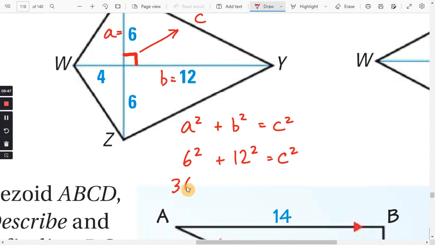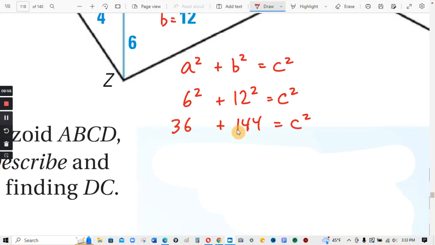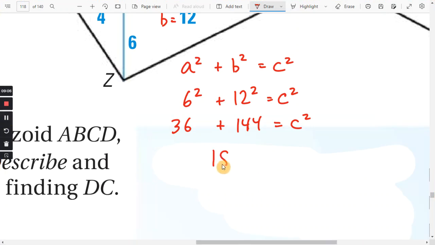6 times 6 is 36. 12 times 12 is 144, and that equals C squared. All right, 36 plus 144 is going to be 180. And that equals C squared. Okay, solving for C, the opposite of squared is going to be square root. Now, they did say simplest radical form. I think if you're in college prep, I'll let you do 1 decimal place.